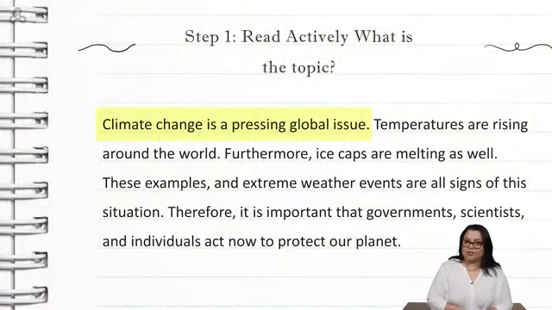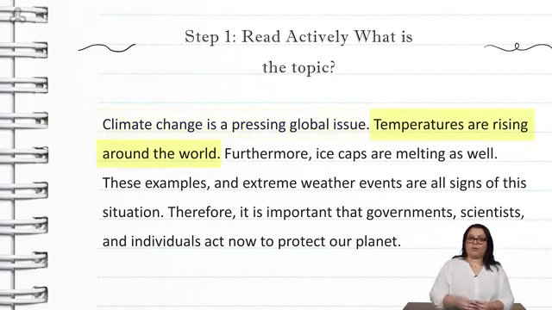Climate change is a pressing global issue. Temperatures are rising around the world. Furthermore, ice caps are melting as well. These examples and extreme weather events are all signs of this situation. Therefore, it is important that governments, scientists, and individuals act now to protect our planet. What is the paragraph about? That is the topic. So, here the topic is climate change.